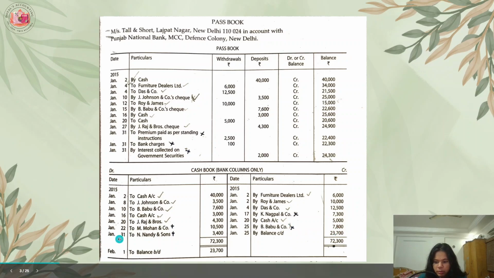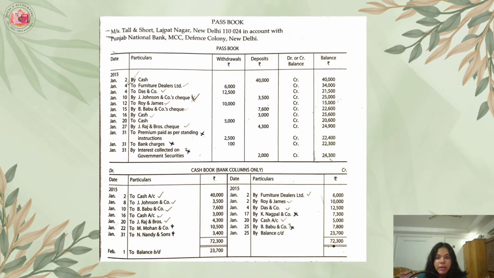Then on 22nd Jan, there's no 22nd Jan here, and 31st. So we have received 2 checks, one on 22nd Jan and another on 31st Jan. In our books, we have recorded it, but the amount has not yet been deposited in our bank account. So this is also another reason why there is a difference between our passbook and our cash book.